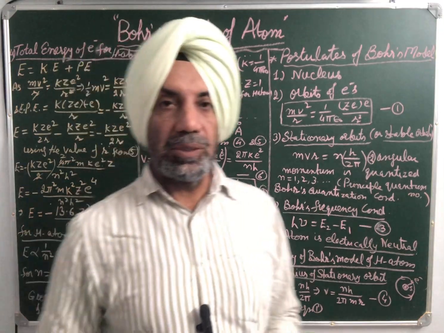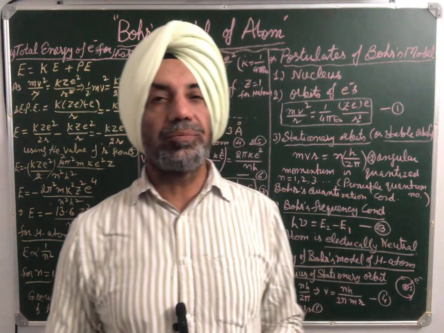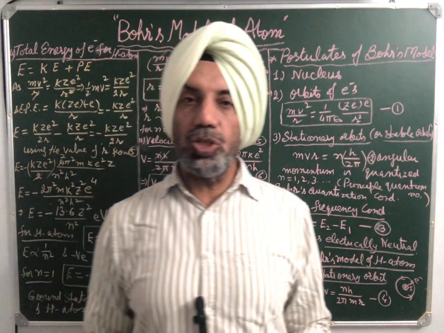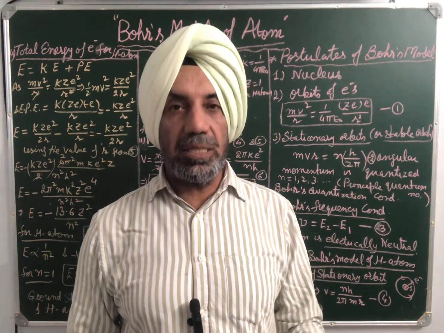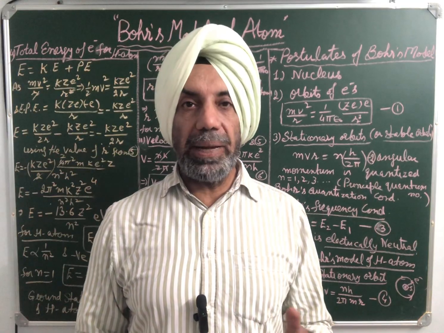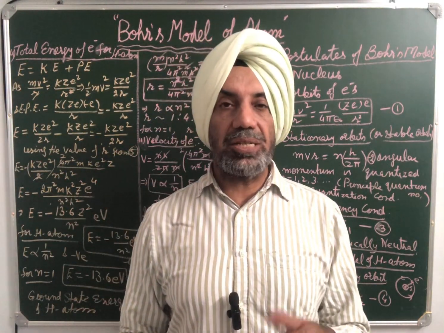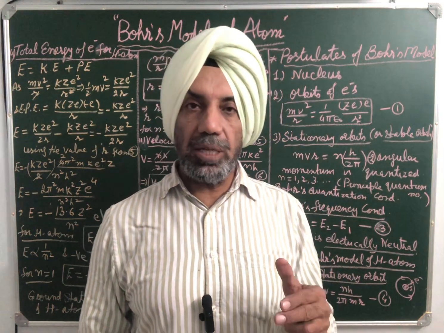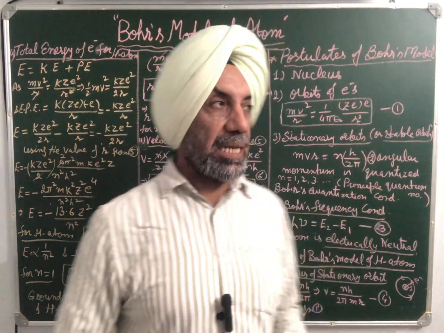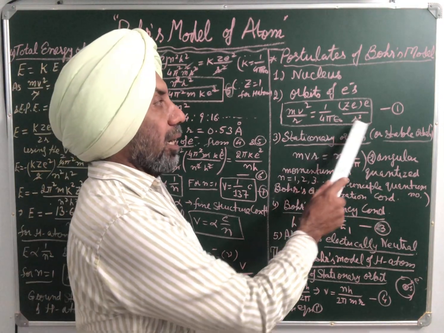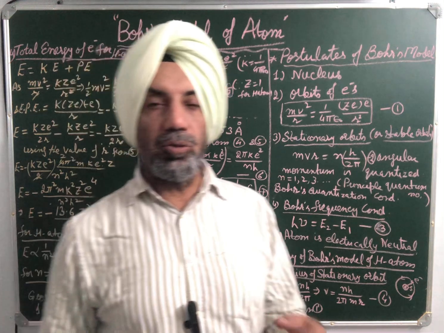Second, law of orbits. According to Bohr's model of atom, electrons revolve around the nucleus in certain permitted orbits, also called stationary orbits. They are also called stable orbits, and the necessary centripetal force is provided by the electrostatic force between the nucleus and the electron.